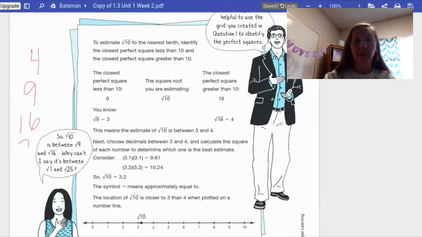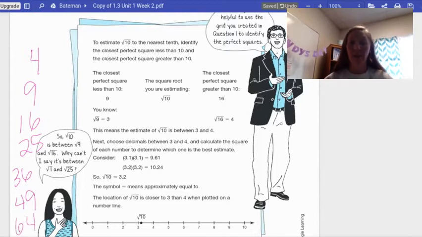5 times 5 is 25. 6 times 6 is 36. 7 times 7 is 49. 8 times 8 is 64, and so on. That will help you whenever you're doing your estimations.